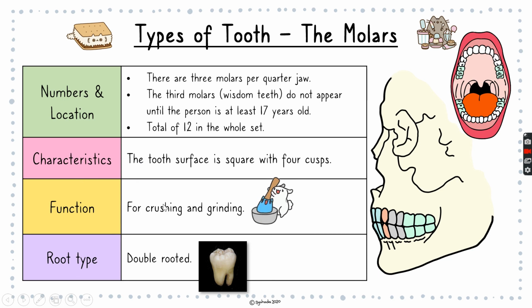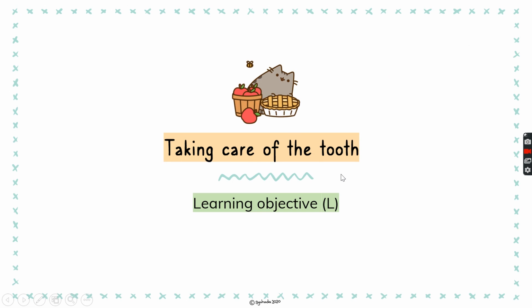its main function is also similar to a premolar, which is for crushing and grinding. The root type is also double rooted, but sometimes the molars can have triple roots as well.